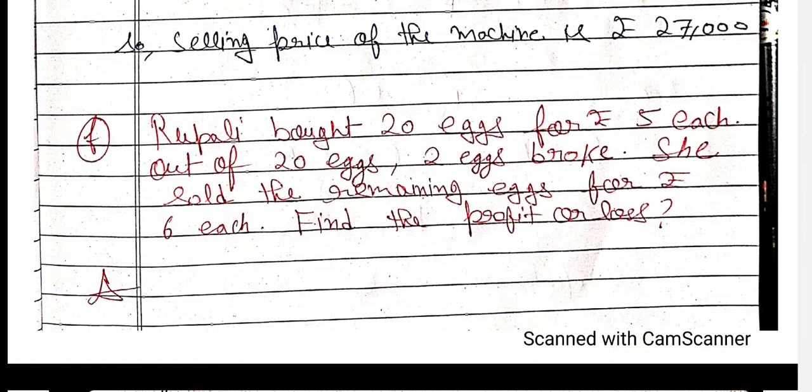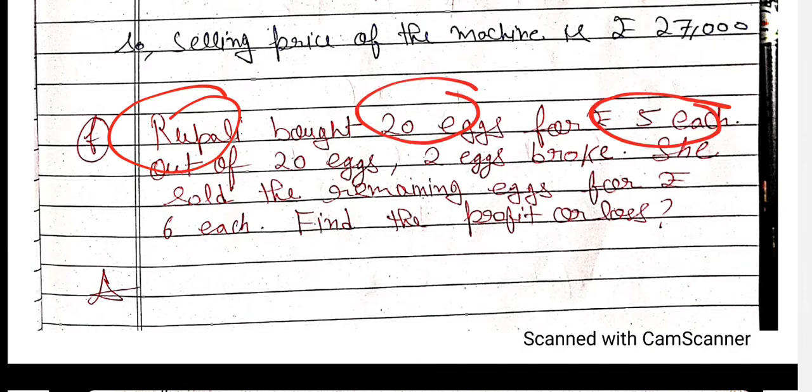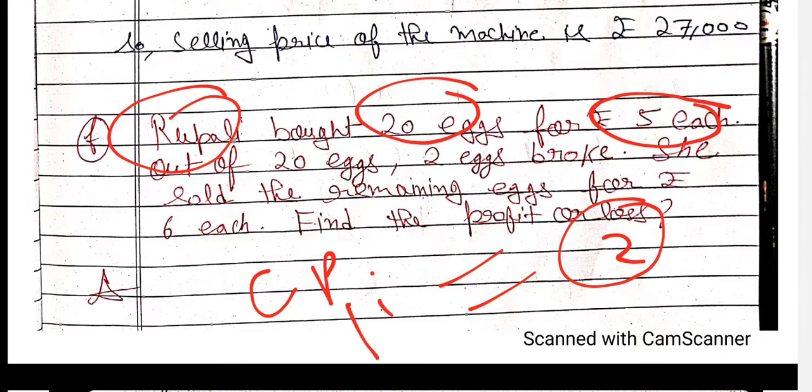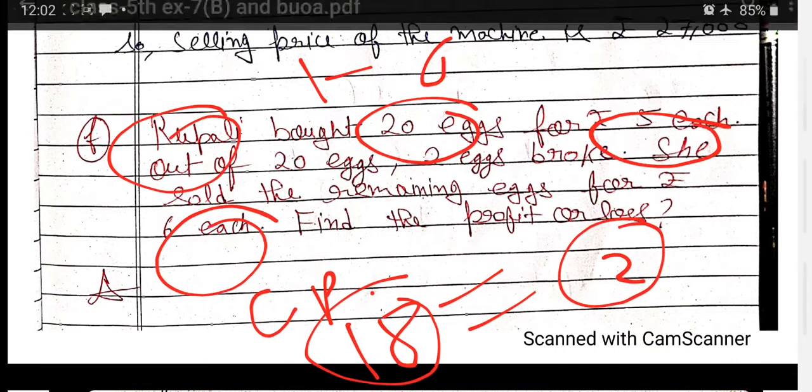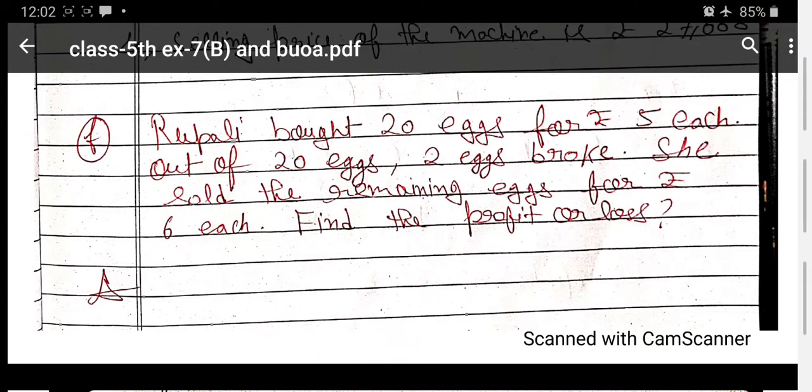Now Rupali bought 20 eggs for rupees 5 each. Out of 20 eggs, 2 eggs broke. Okay, there is a girl named Rupali. She bought 20 eggs for rupees 5 each. It means the CP of one egg is rupees 5. Now 2 eggs broke. She sold the remaining. If 2 are broken, then what is the remaining number of eggs? That is 18. Now the 18 eggs, she sells for 6 rupees each. It means one costs 6. Then you have to find the cost of 18, then find the profit or loss.